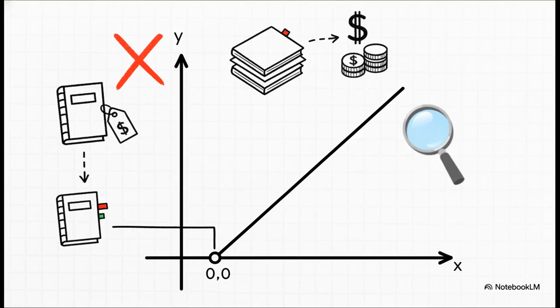But what happens when we visualize this? Well, if we graph this notebook relationship, the line absolutely must pass through the origin, right at 0, 0. This is basically the golden rule for proportional relationships. It proves that 0 notebooks will cost you exactly $0. Makes sense, right? If your line doesn't pass through that exact intersection of the x and y axes, then it is mathematically impossible for the relationship to be proportional.